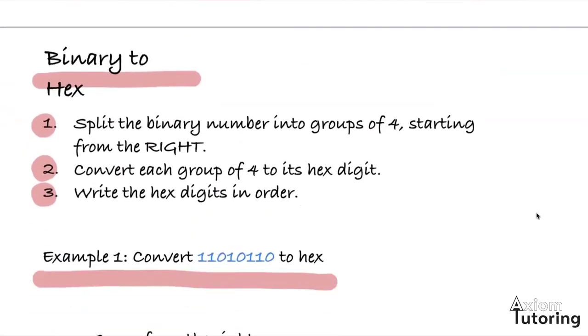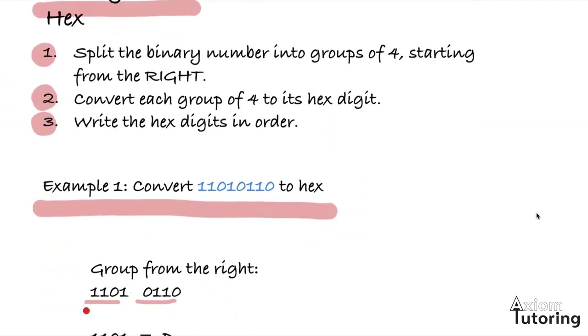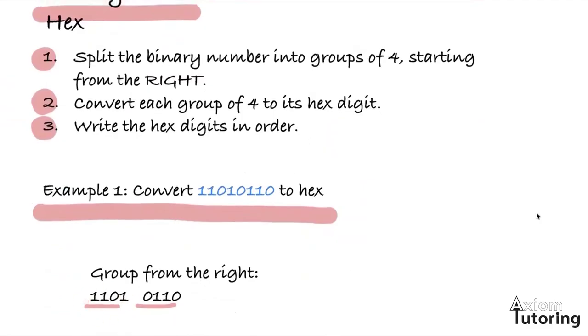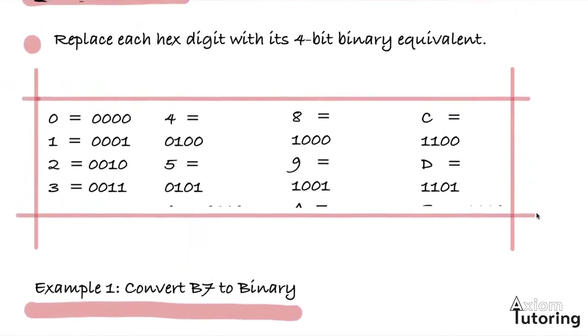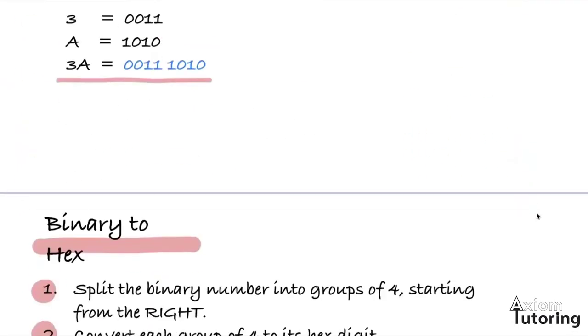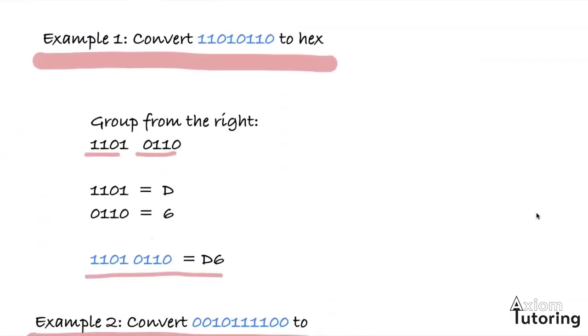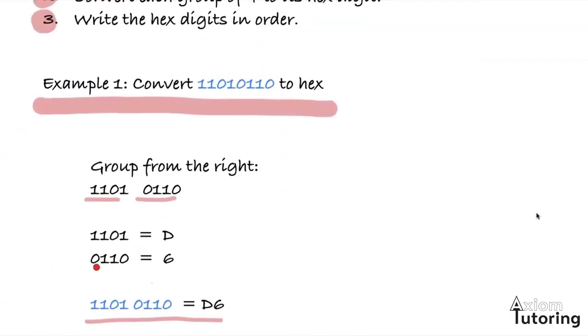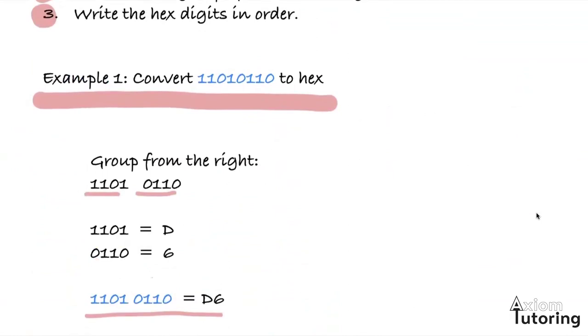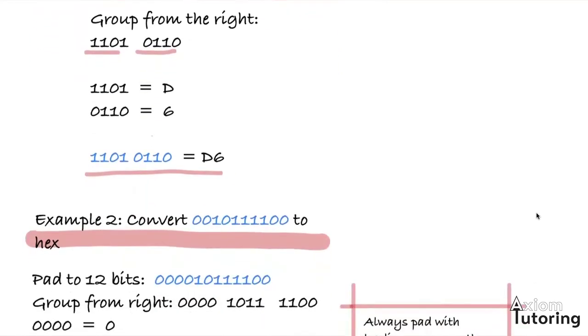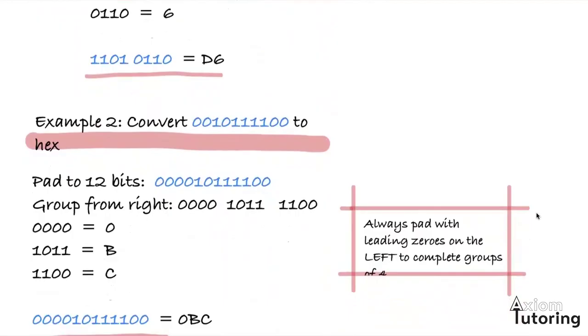Now we look at the table. What does this number represent? It's 1101. Well, that maps to D in hex. It's great. We write that down. And then we have this number, which maps to 6 in hex. And lastly, we have this number in binary, which is the equivalent of D6 in hex. Seems simple. Now let's see another example.